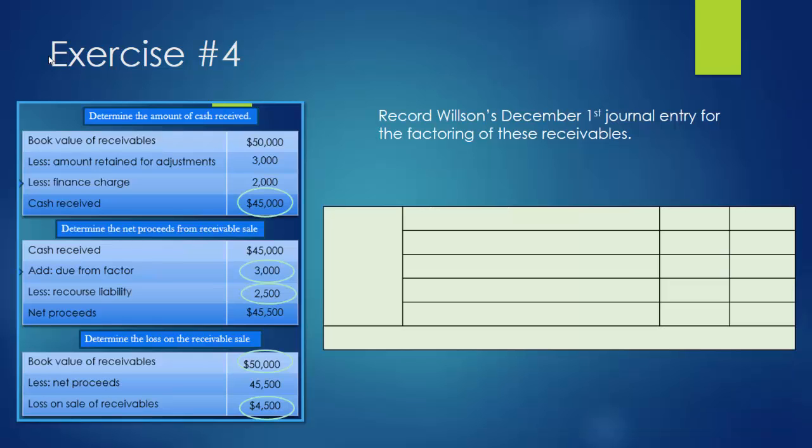So how do we book this? Well, we start by recording the amount of cash we are receiving, and we just determined in that first step that the amount of cash that Wilson is going to be receiving is $45,000. We have to put that receivable on the books, the amount of money that the factor is retaining, and they have to pay us back if there's not any bad debt, and that was $3,000. And we have to record our loss, which we calculated in that third table to be $4,500. These are all going to be debits because they're all assets, except for the loss is like an expense, and they all go up on the debit side.